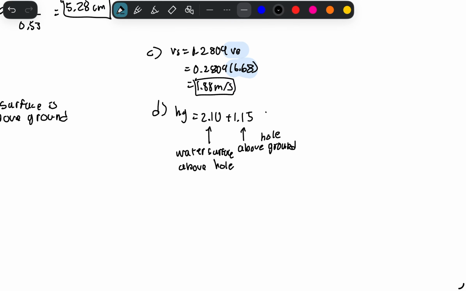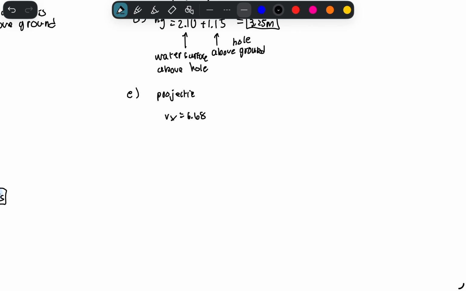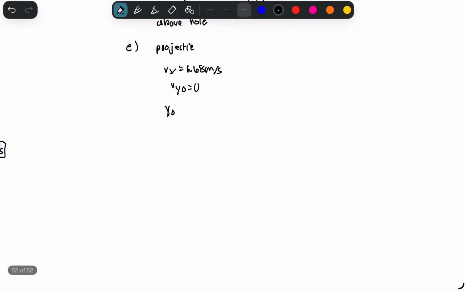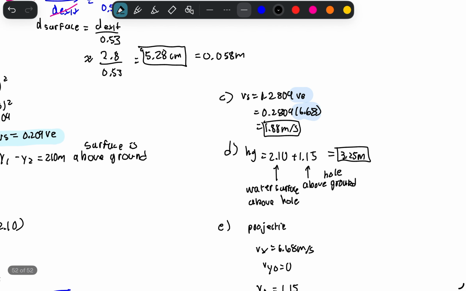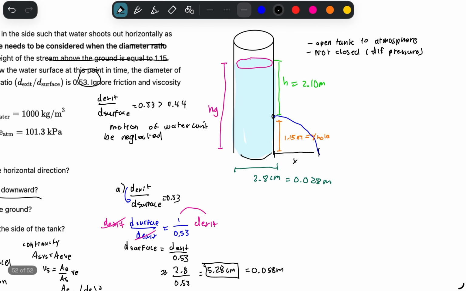Now for part E, we're asked how far does the stream hit the ground from the side of the tank? So now the water is going to be acting like a projectile. So we have Vx is equal to 6.68 meters per second. We have Vy initial is equal to 0. And then we have Y initial, height above the ground. You're not starting at the ground. You're starting at 1.15 meters. That is the water. So that's 1.15 meters, Y hole.